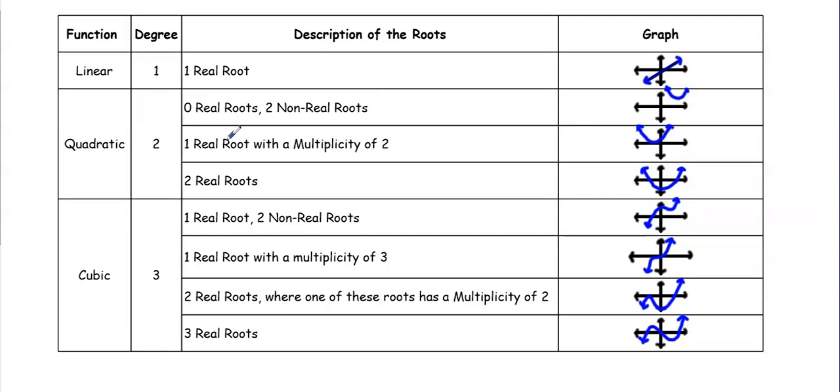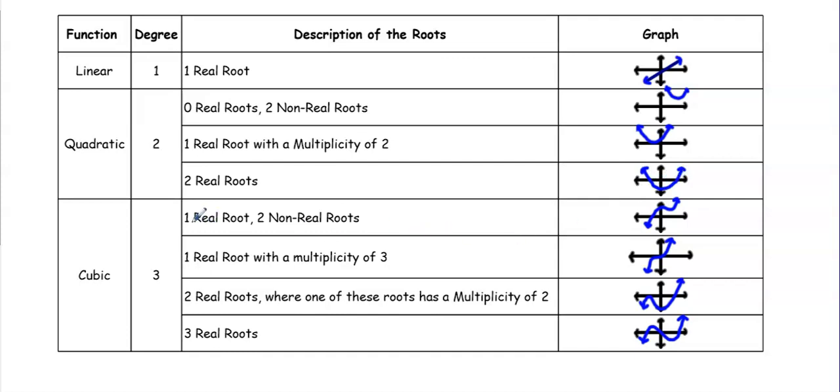So when you have a real root, you have an x-intercept. So for a quadratic, you can have one real root with a multiplicity of 2. And notice here where you have the multiplicity of 2, your function is changing direction right on the x-intercept. And then, of course, you can have 2 real roots, which gives you 2 x-intercepts.